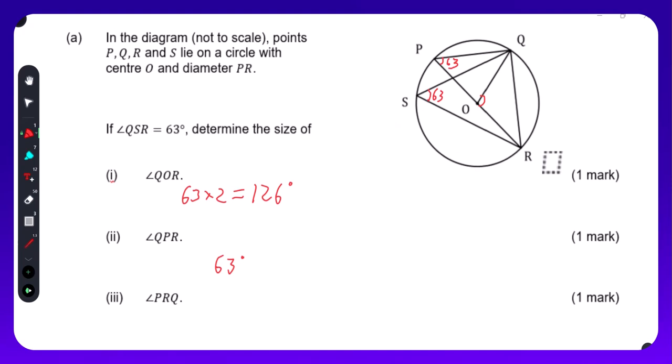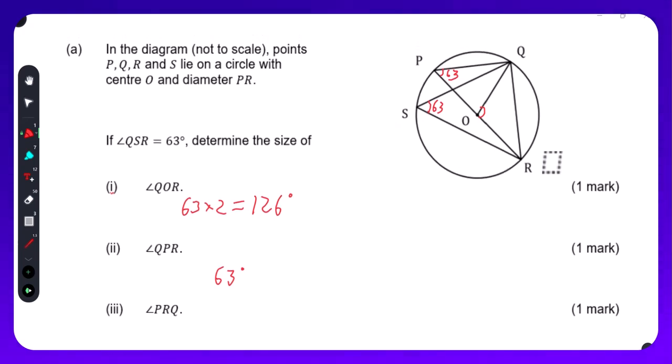Next we've got to do PRQ, which will be this angle here. Now it does say that PR is the diameter. So if that's the diameter, that means the angle that we have up here will be 90 degrees, because a 90-degree angle is always subtended by the points either side of the diameter. So that will be 90. 90 plus 63 is 153. 180, take 153, equals 27.